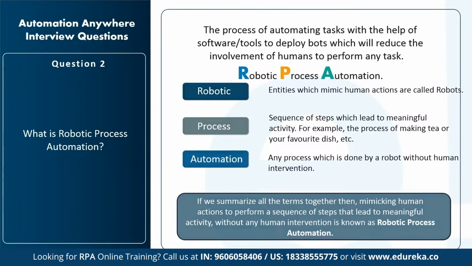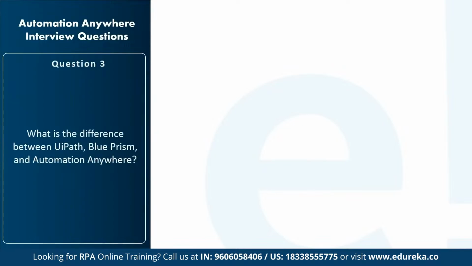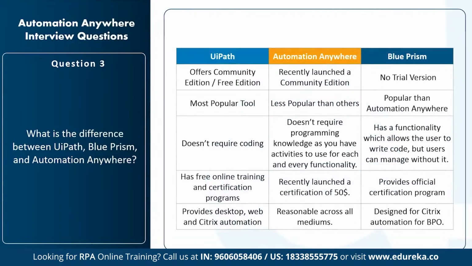Now, moving on to the next question: what is the difference between UiPath, Blue Prism, and Automation Anywhere? These three tools are the most popular tools in the RPA industry. If we compare them based on various parameters, let me start with UiPath first. UiPath offers a community edition, or a free edition, which you can use for a lifetime. So you can keep using that edition until you get good experience in the tool.